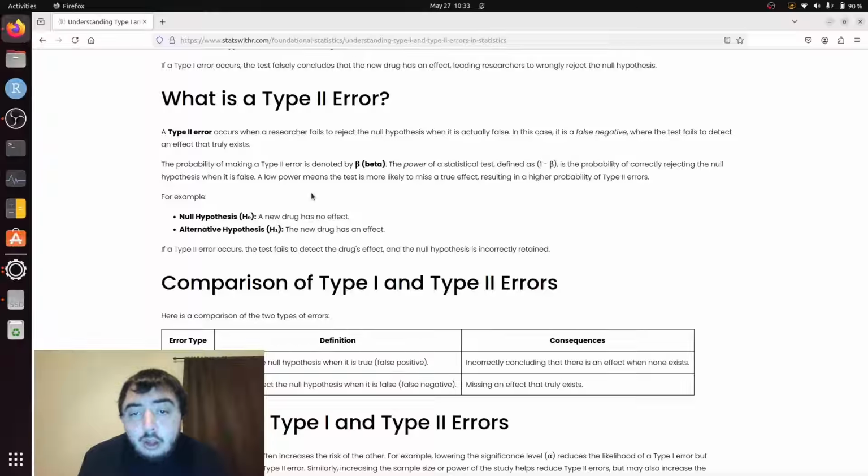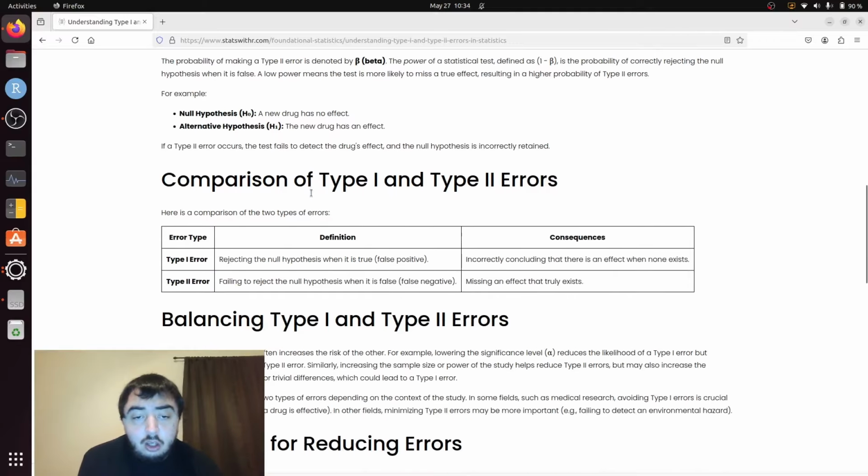It could be related to power. Maybe we didn't have a large enough sample size to find that effect. Maybe there wasn't a large enough effect size. Maybe the true difference in population means is 0.0001, and we needed many more subjects to find that effect.